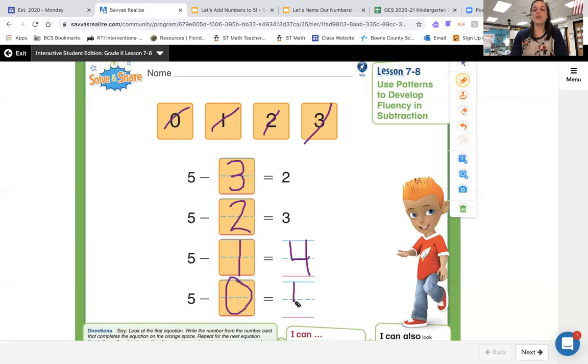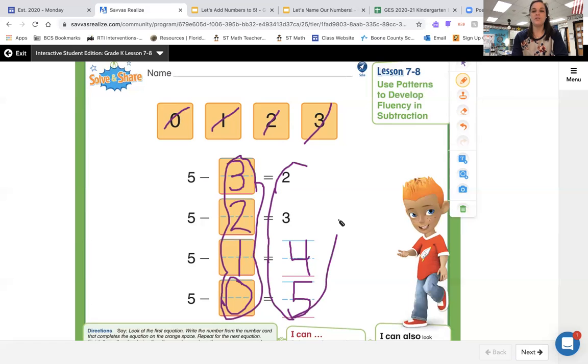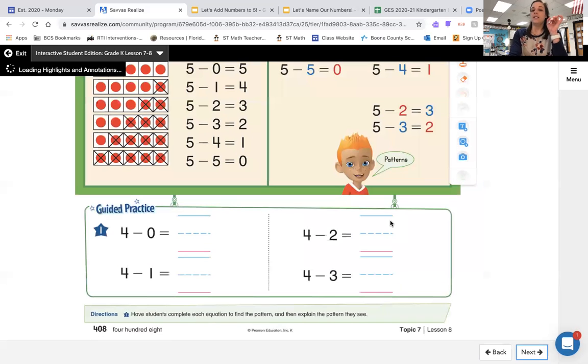So we were correct in predicting our number pattern here, right? We see in this column with the orange tiles that we're counting backwards: 3, 2, 1, 0. And on the other side of our equal sign, where the answers are, we have 2, 3, 4, 5. Okay, you just did a first grade strategy of using number patterns. So that's what we're going to do on the rest. Let's do our guided practice today to get some more practice with noticing number patterns.